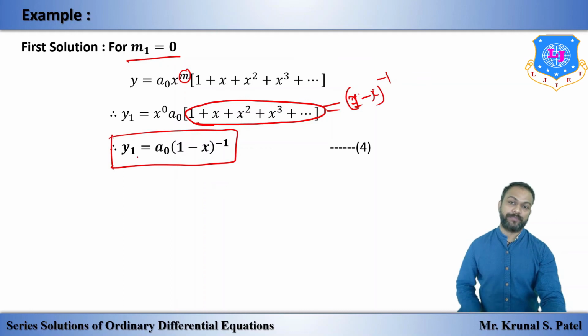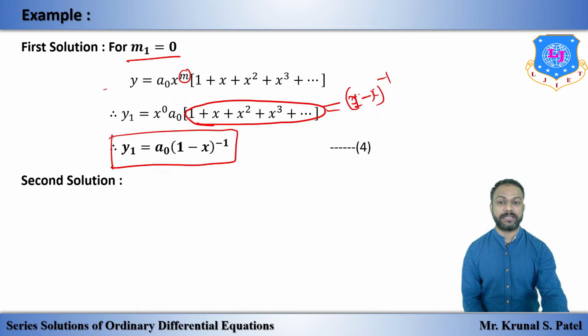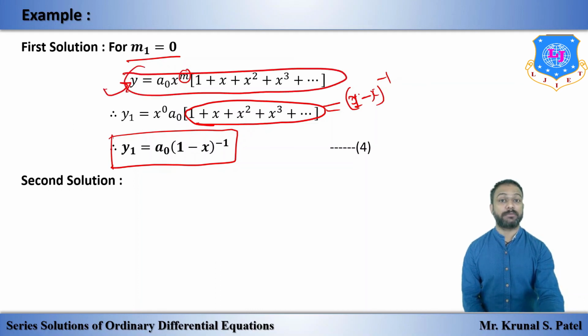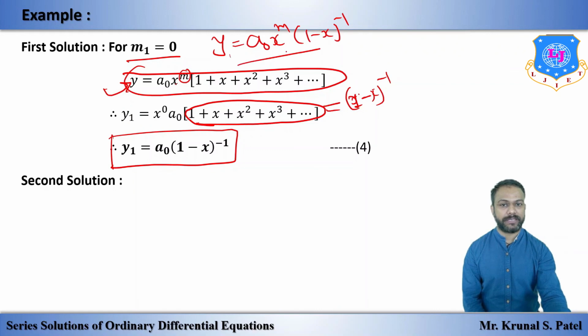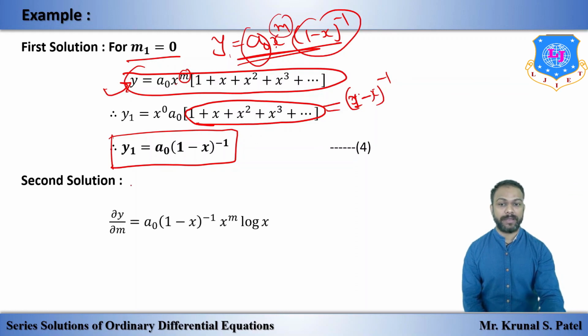Now, as I told you, we have to find the second solution, and for that we will just differentiate this y, equation number 4 that we already obtained, with respect to m partially. Okay, so x becomes constant. So we can write y as a0 x raised to m times 1 minus x raised to minus 1. So we'll differentiate this term. a0 is constant, this is also constant, and here we have x raised to m, where m is our variable. So del y by del m keeps this constant, and the differentiation of x raised to m is x raised to m log x.